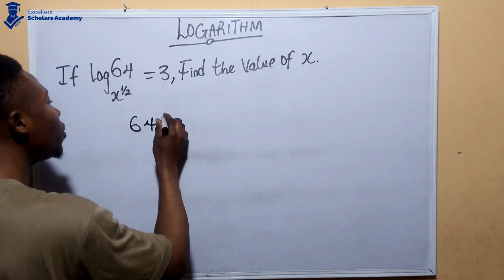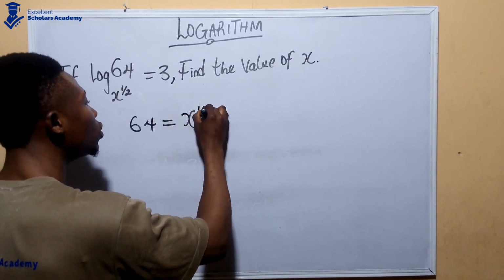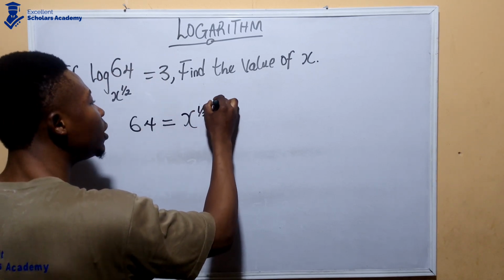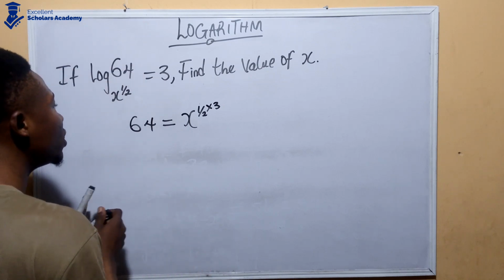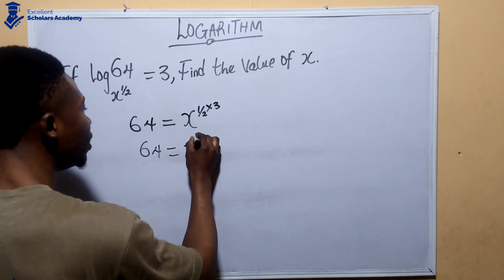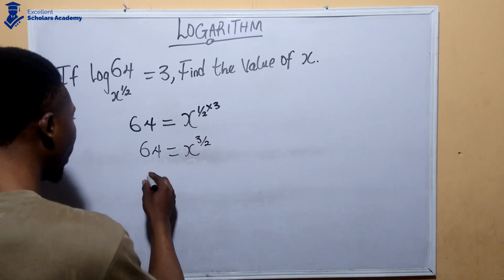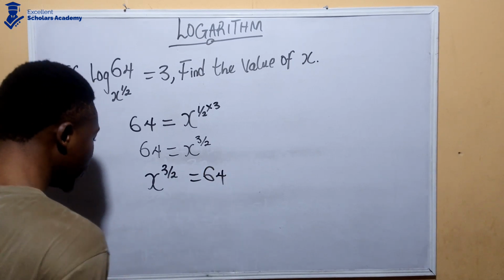So it becomes 64 is equal to this base, x to the power of 1 over 2, to the power of what this logarithm is equal to, which is 3. So I'll simply be multiplying this by 3. Right? So I'm going to have 64 is equal to x to the power of 1 times 3, that gives me 3 over 2. So it's still the same thing as saying x to the power of 3 over 2 equals 64.